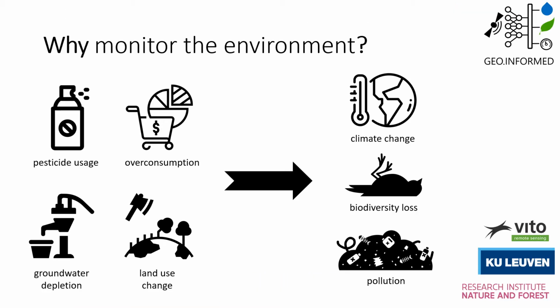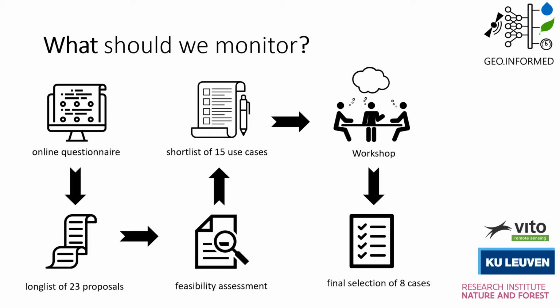We can no longer ignore the negative impact we as humans are having on our living environments through pesticide usage, overconsumption, groundwater depletion, land use change, and many others. And this is causing us to experience climate change, biodiversity loss, and the potentially toxic pollution of our soils, water, and air. In this project, we want to create information that environmental policymakers can use to make better decisions and to monitor their policy outcomes.